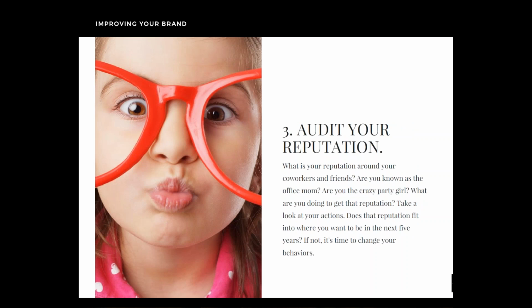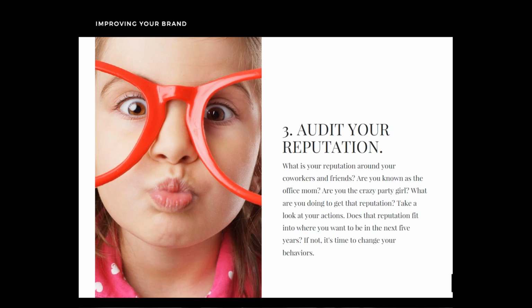Audit your reputation. So ask people around you, ask your coworkers and your friends, what are you known as? Are you known as the office mom, someone who always makes sure that the coffee is refilled and helps clean up after parties? Or are you known as the crazy party girl? And think of the actions that you're doing to get that reputation. And if it's a reputation that you're not necessarily happy about, you need to look into how to change your behaviors and how to fix that so that you can really get where you want to be in the next 5 years.